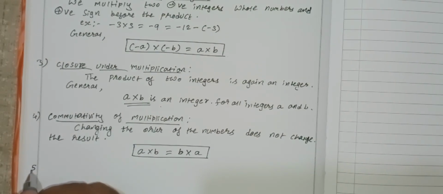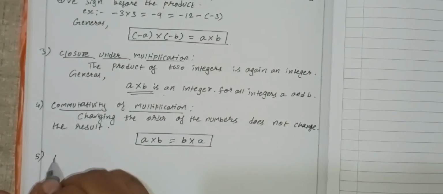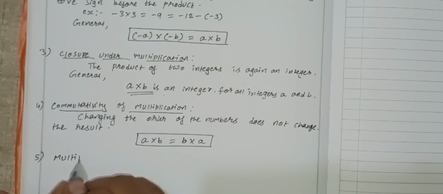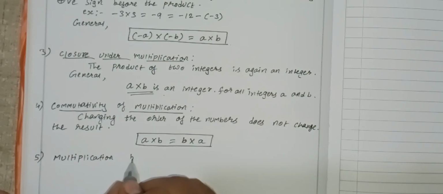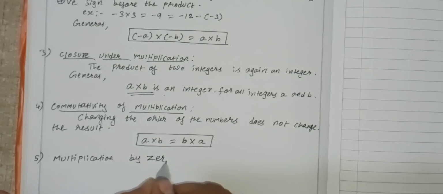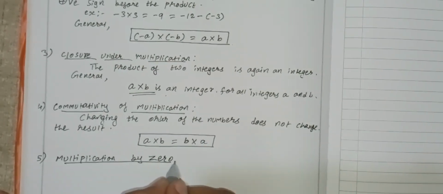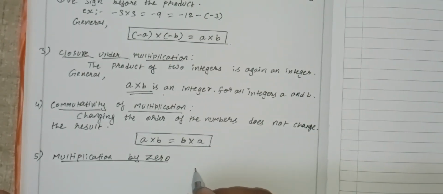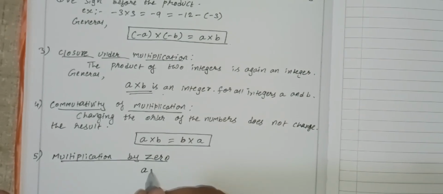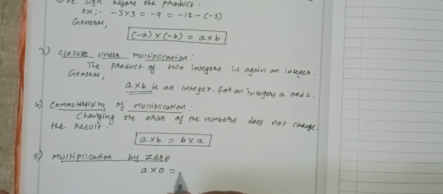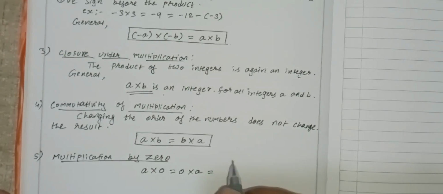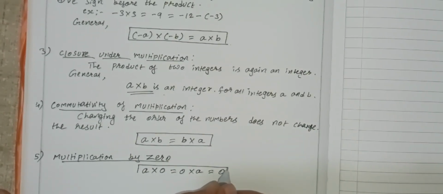Then the fifth property, that is multiplication by 0. Here in the multiplication by 0, it's very simple: a into 0 is equal to 0 into a. That means any integer which is multiplied by 0 is 0 itself. This is very easy.